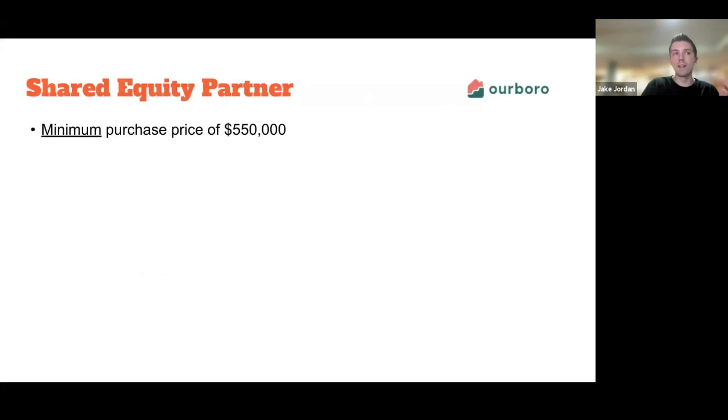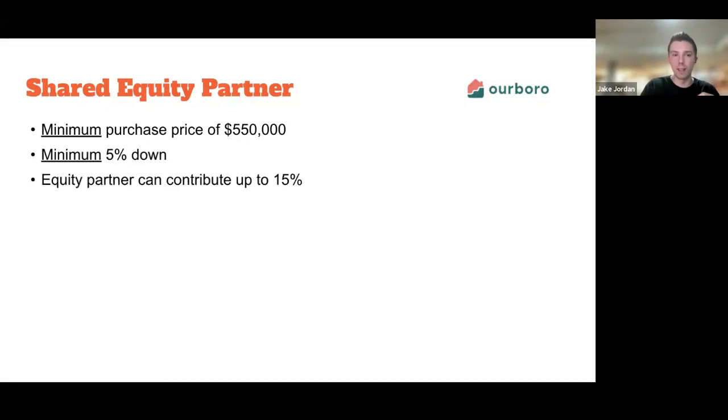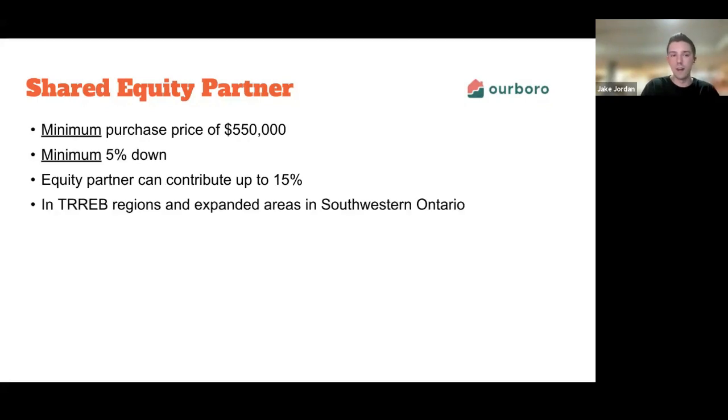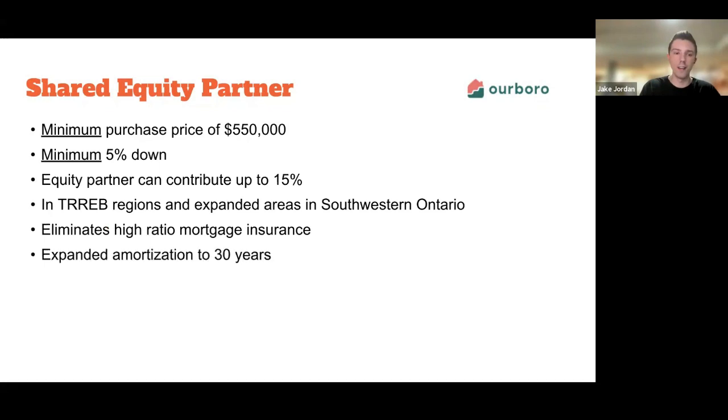The difference with this is it looks at minimums instead of maximums. The minimum purchase price is $550,000. The minimum deposit that the buyer needs to have is 5% down. The equity partner can contribute up to 15%. They could cover all TREB regions, which is quite a vast area now, including down towards Guelph, Kitchener-Waterloo, all those areas. The cool thing with this is it eliminates the high ratio mortgage insurance and it expands your amortization up to 30 years. So it lessens your monthly payment.